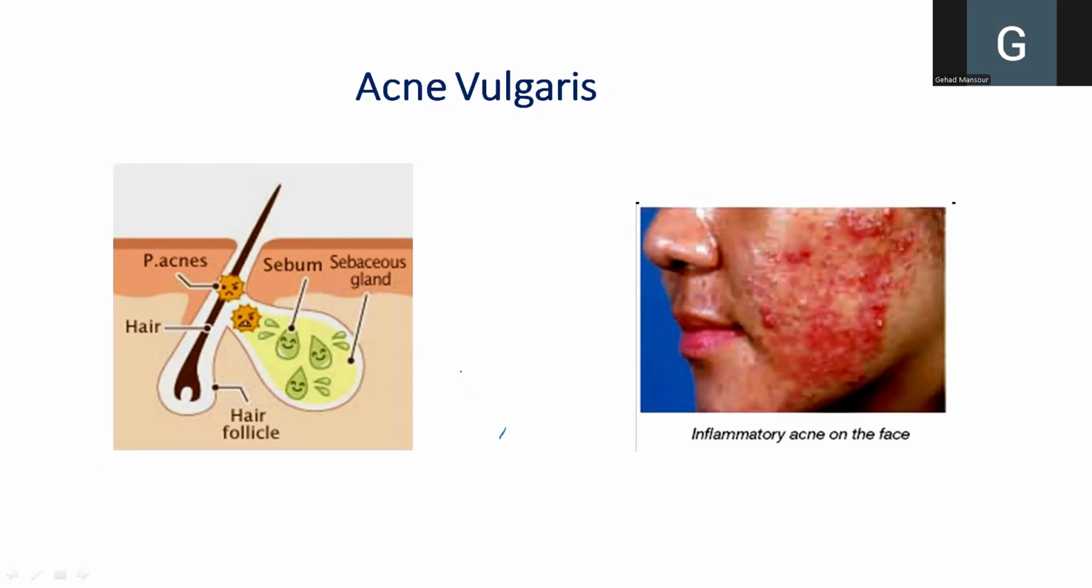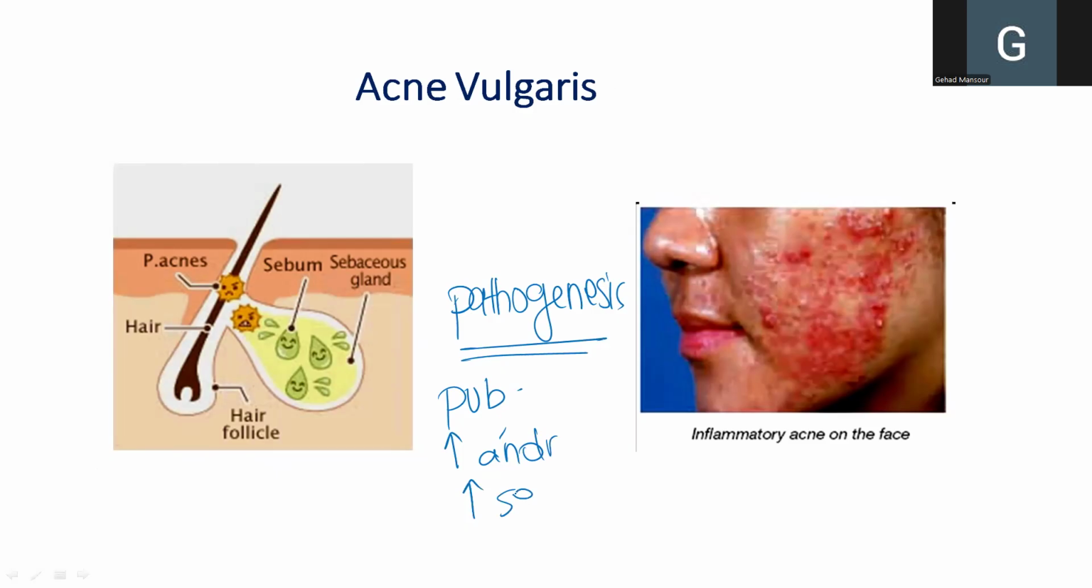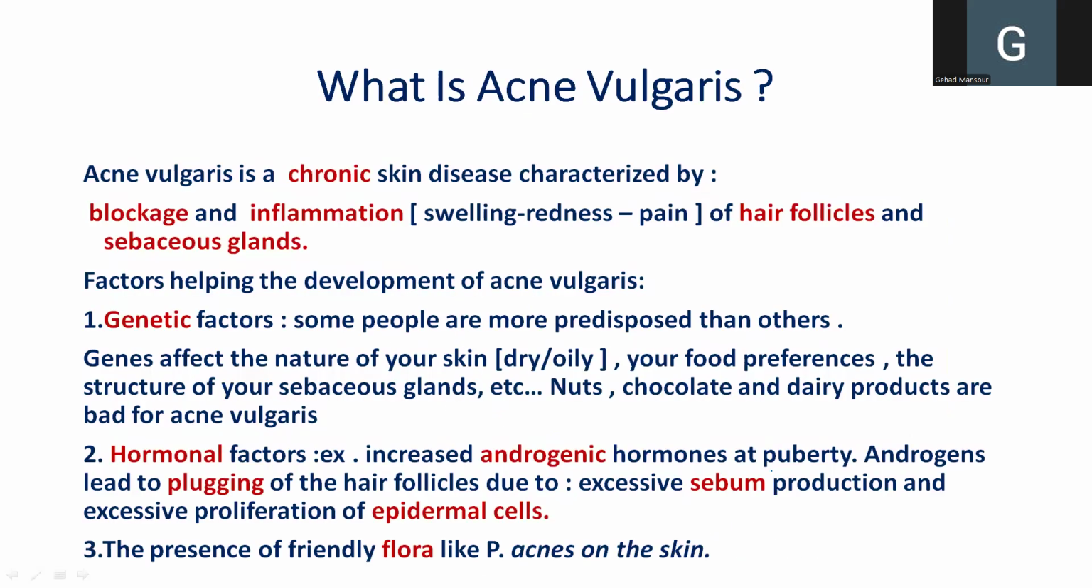When I say the pathogenesis of acne vulgaris, I mean how acne vulgaris develops. You have to start by puberty, and then by the increased androgens, and then by the changes that occur to sebum, and then by the entrapment and the anaerobic environment, and then by P. acnes being converted into a pathogen.